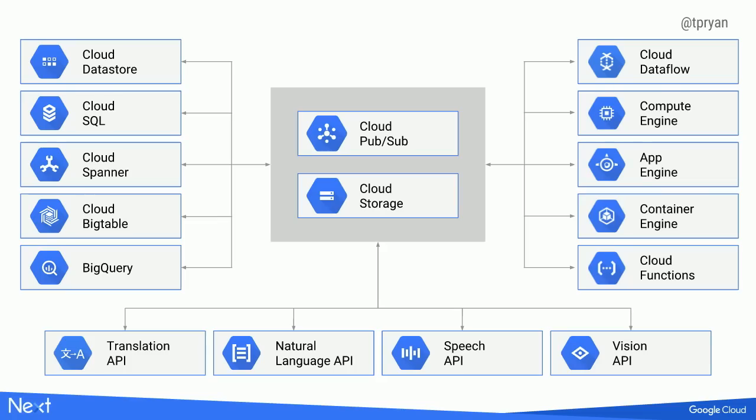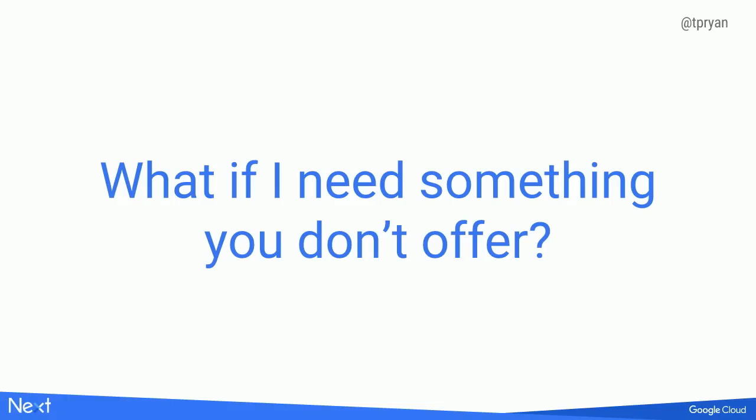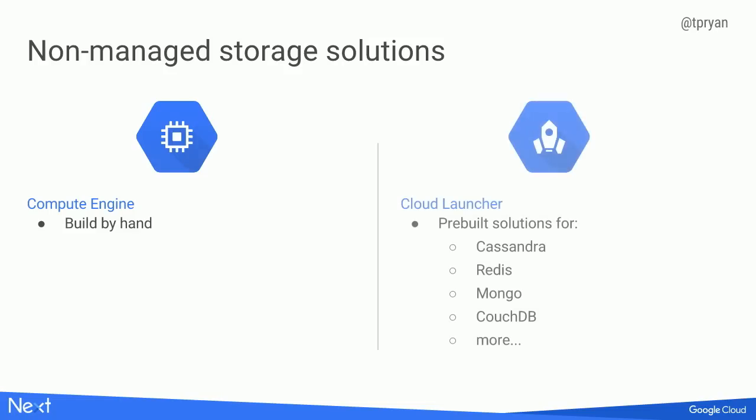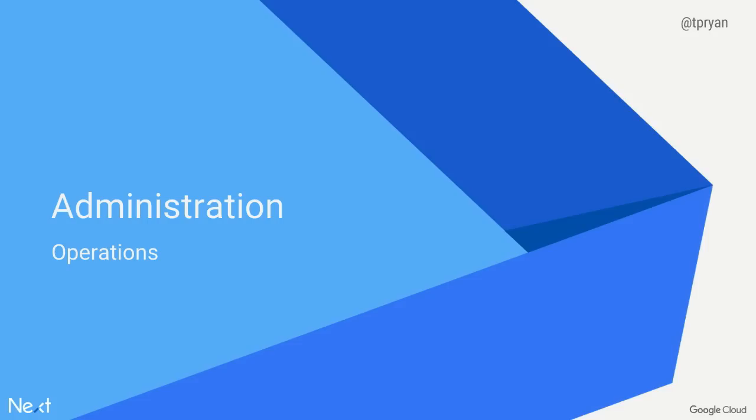So it's important to keep in mind as you start to solve problems like how do I build out systems, this is one way to do it. What if we need something we don't offer? We have non-managed storage solutions that you can build by hand, or you can go to Cloud Launcher and get Cassandra, Redis, Mongo, CouchDB, or others. Did not go alphabetically this time. I don't know what my order of preference was. All right, so that is storage. Hopefully that gives you a good indication of where you're going to find the storage you need.